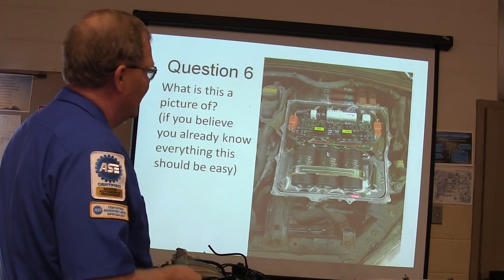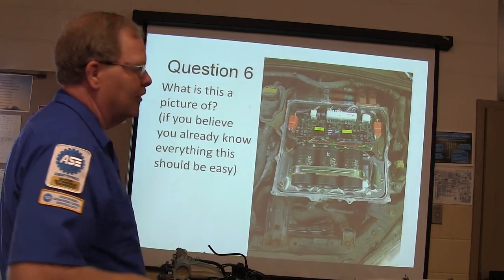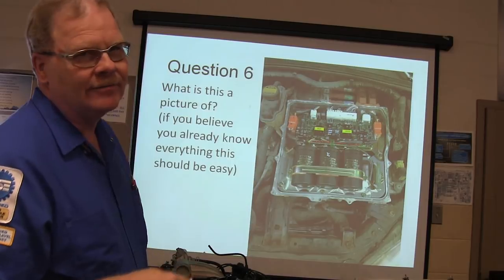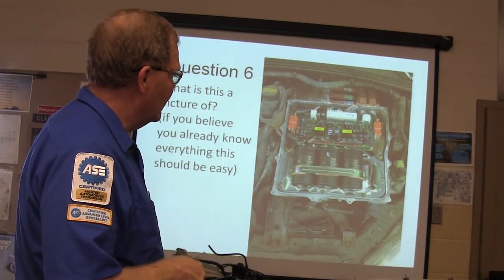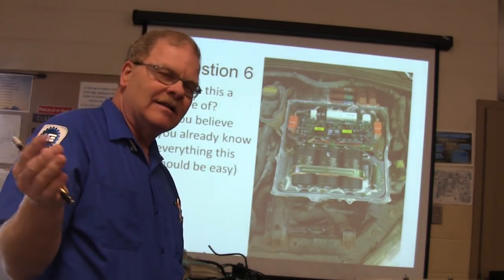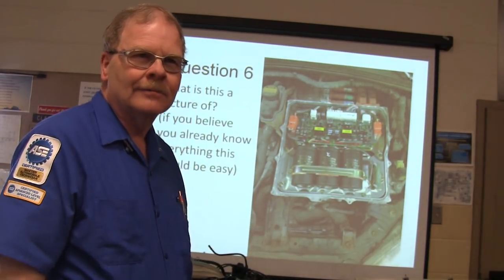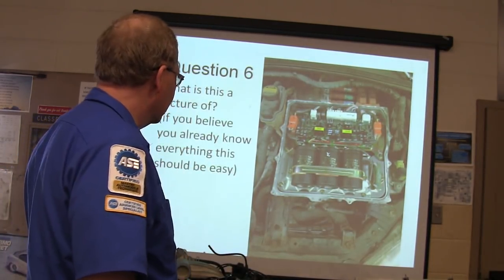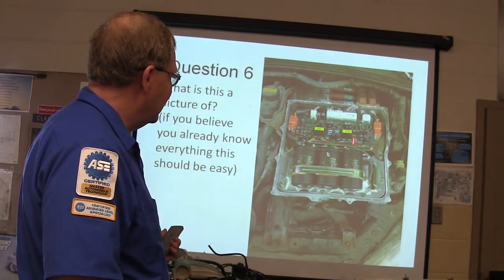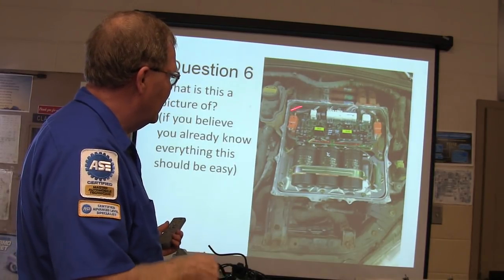Then right there, they pull the cover off of the inverter on a Toyota Prius. That's a hybrid vehicle. The inverter takes the DC voltage from the battery and turns it into AC voltage to run the motor that drives the car. That is the inverter on a Prius hybrid.